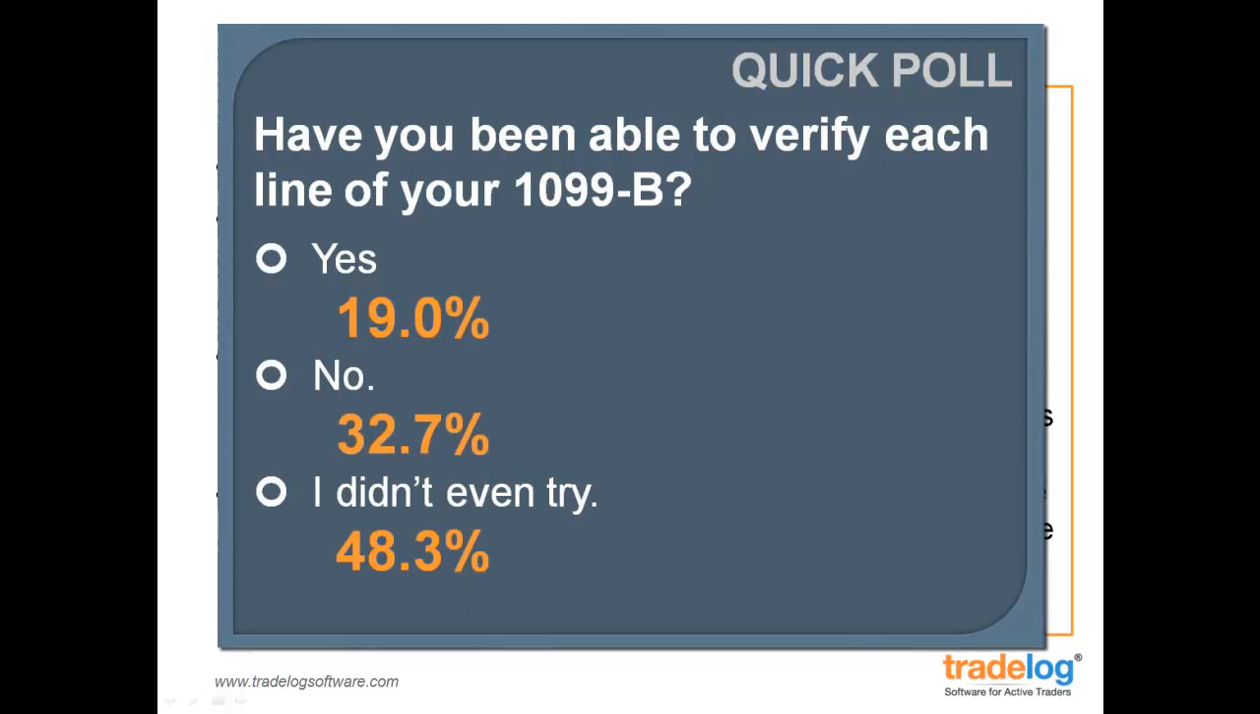So here are the results of our poll. So yeah, we see kind of a split here. 19% have been able to go through and verify. I'm sure that was not the easiest task, but look at that, 48% didn't even try. And I can agree with that, because I've seen some 1099-Bs and you don't even know where to start. Sometimes there's so many pages because, and I think I saw a couple comments posted on our Q&A board about this, where the broker split things up into so many tiny trades that you can't even tell what's going on. So this is really where we're dealing with a problem in the burden of reporting.